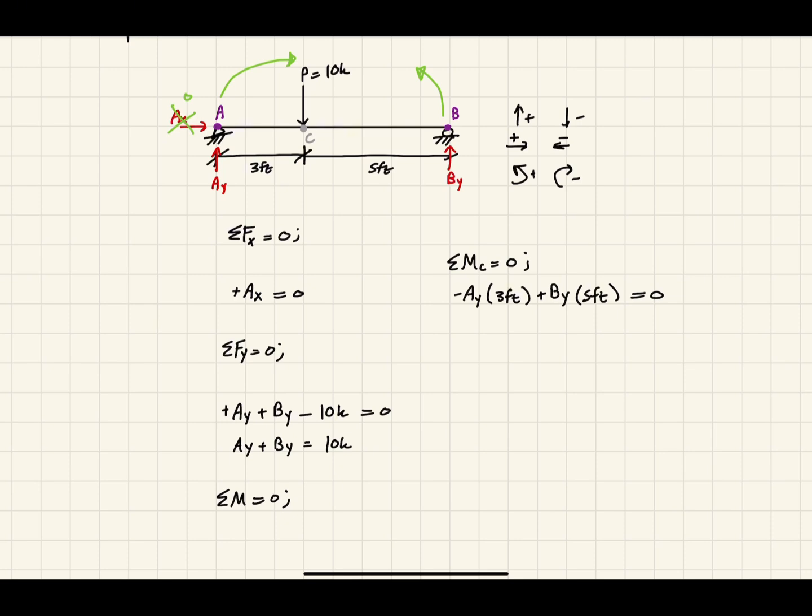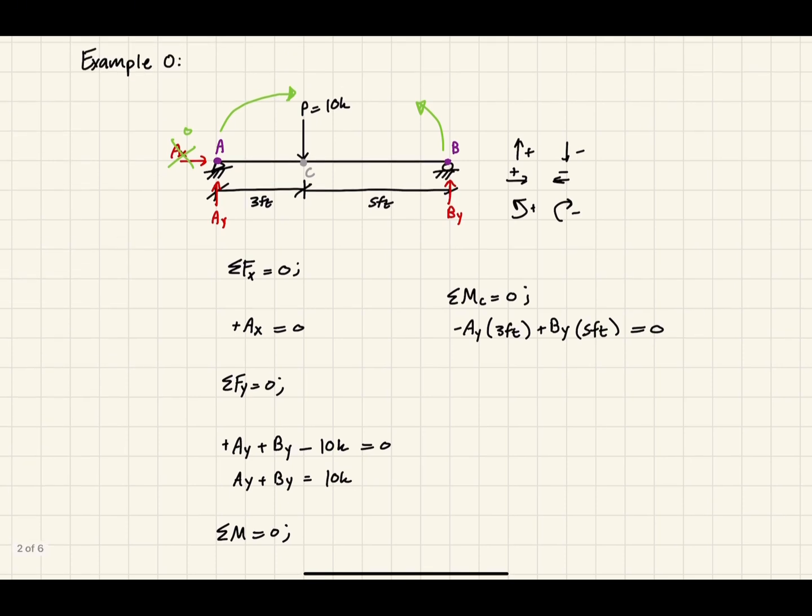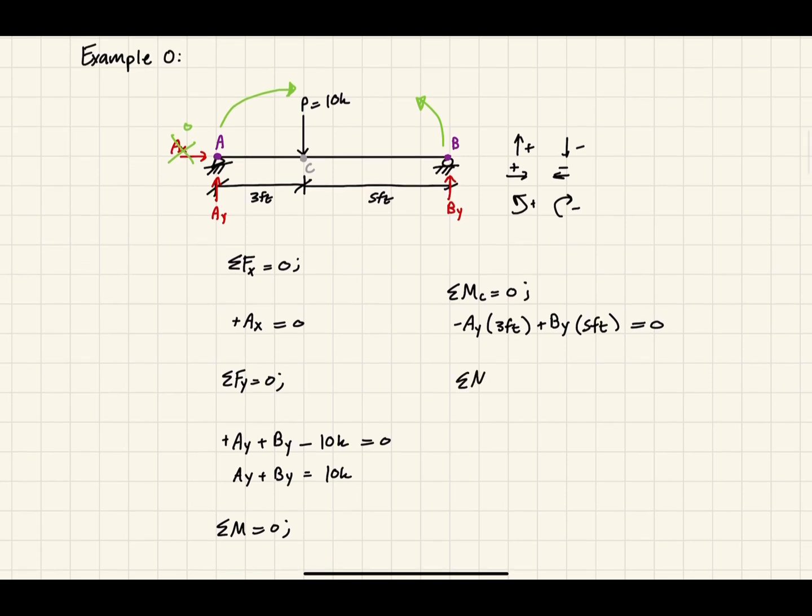We have two unknowns. We could solve for one of them and replace it here, but that's a lot more work. So what I want to do is, instead of taking moments about C, take moments about, let's say, A. If I take moments about A, then the AY cancels out. You see that? There's no lever arm for it.